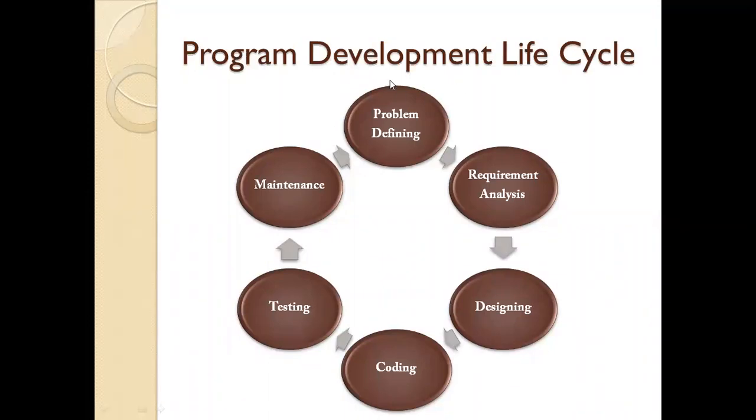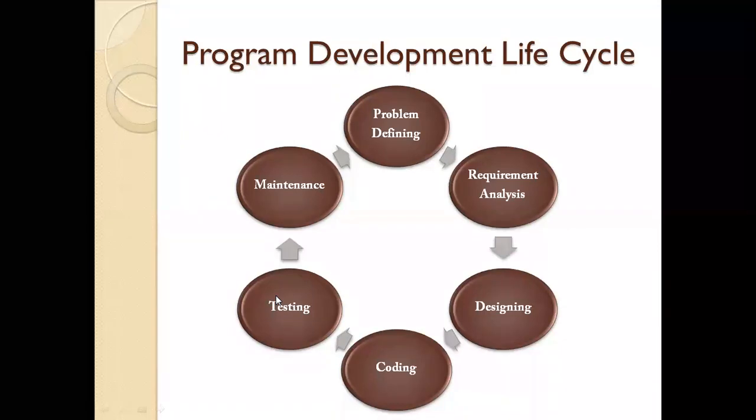Testing means you have to test whether your program is working fine or not, whether there is any error in the program or not. You have to check your program, that whether it is working fine or not. So this process is known as testing. And after testing, suppose there is an error in your program, then you have to correct that error. You have to correct that error even 1,000 times. If you are getting the error message, then 1,000 times you have to correct it. And this process is known as maintenance.